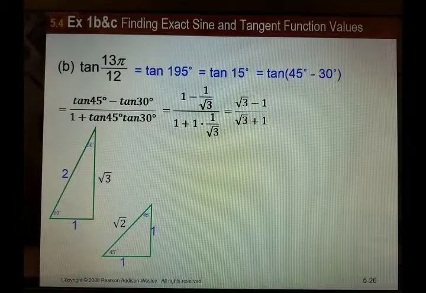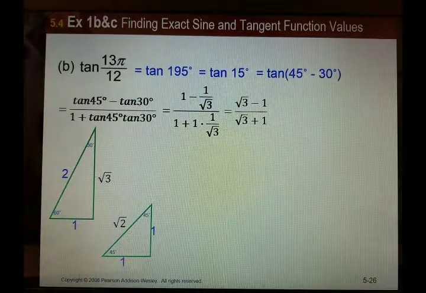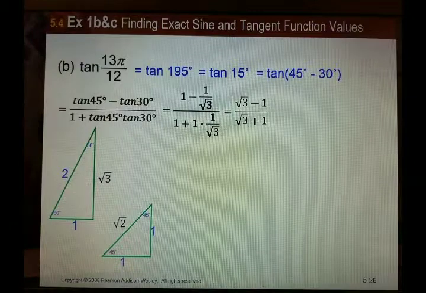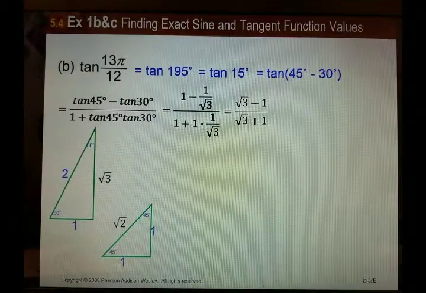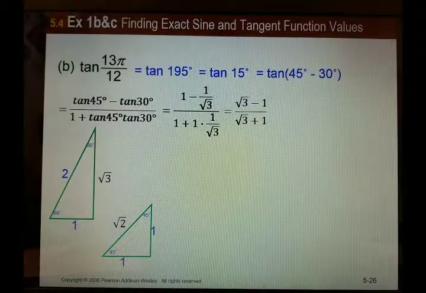Now, a lot of people like to say, oh, there's my answer and I'm done. That'll get you partial credit on the test, but you're not finished. And if it's multiple choice, that won't even be an answer. We need to simplify it. We cannot leave the square root in the bottom.